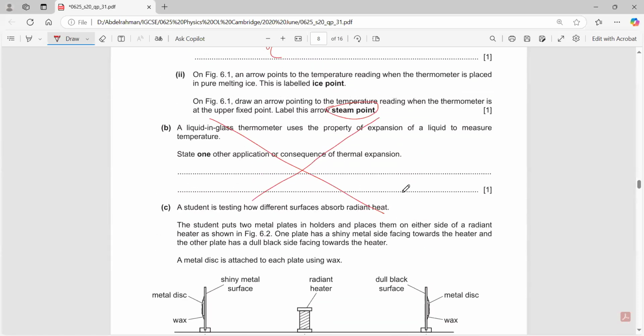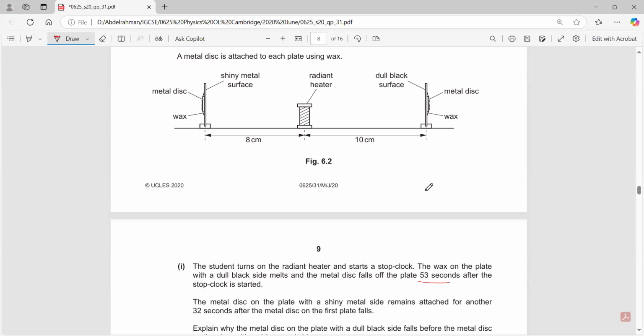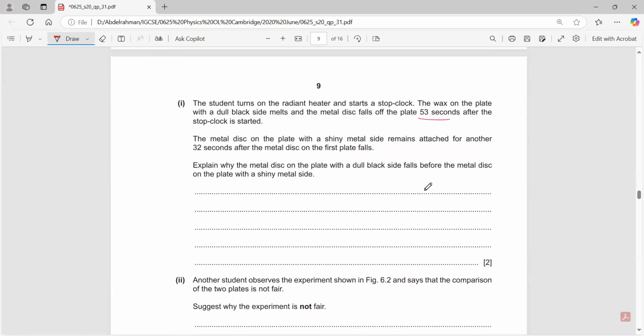Why did this happen? Simply, all you need to say is that the black surface is a better absorber of infrared radiation, so the temperature increases faster.